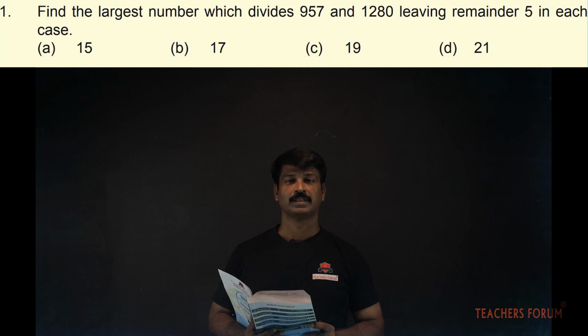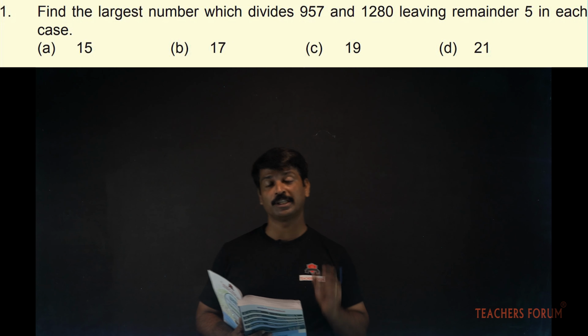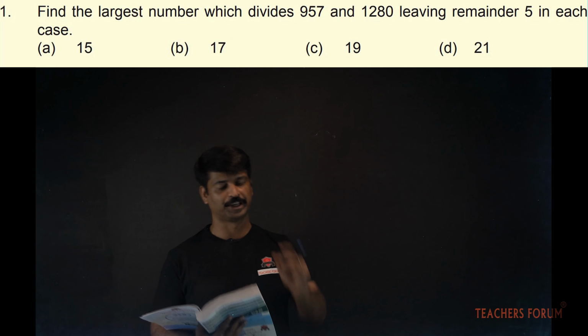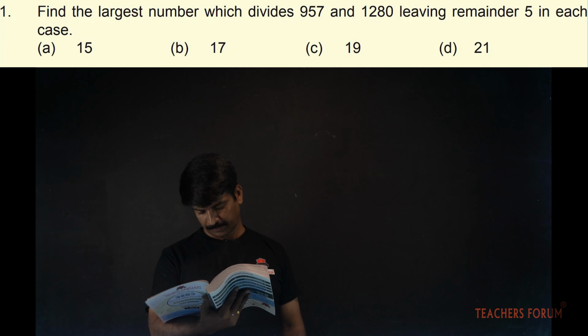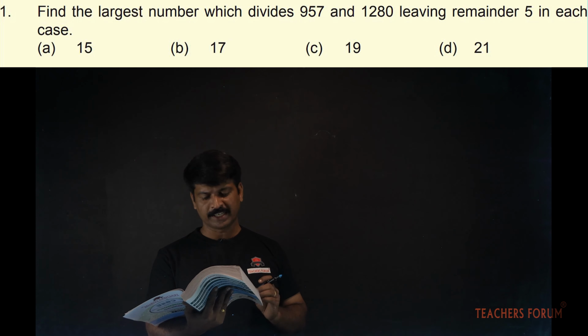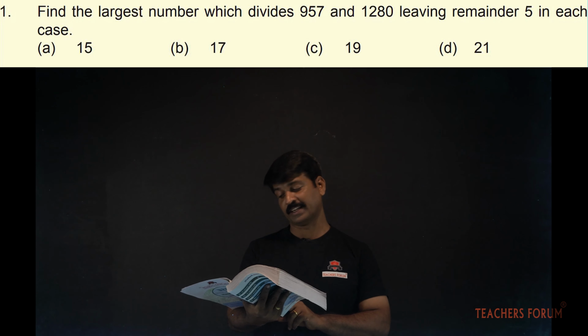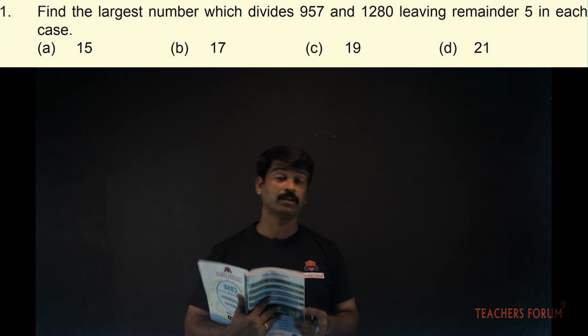Hi students, now let us find the solutions for the multiple choice questions from the chapter Real Numbers. Let us read the first question. Find the largest number which divides 957 and 1280, leaving remainder 5 in each case.